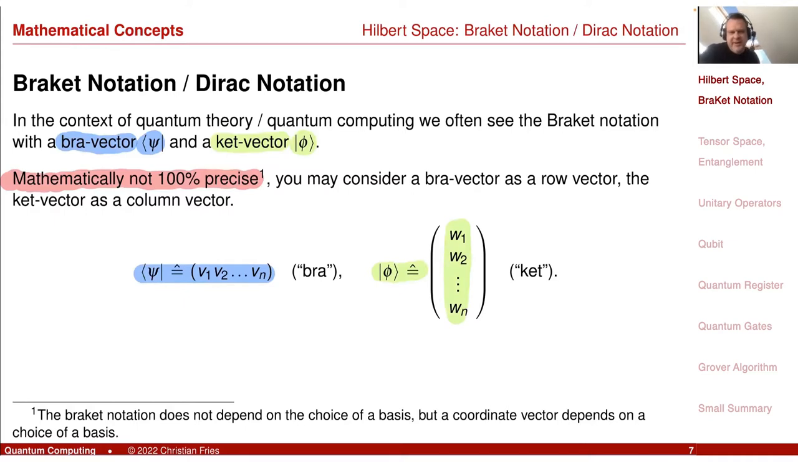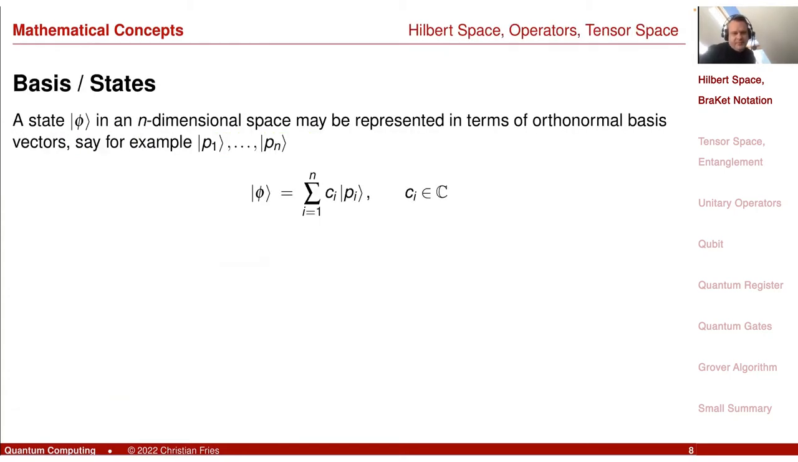It's mathematically not 100% precise because actually the notation is independent of choosing a basis, whereas this notation with the row vector and column vector requires that we agree on some basis. Okay, but apart from that, that's maybe the nice intuition.